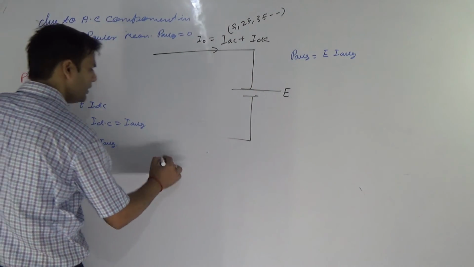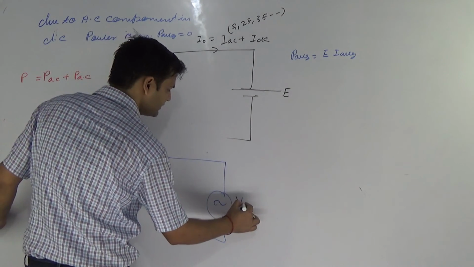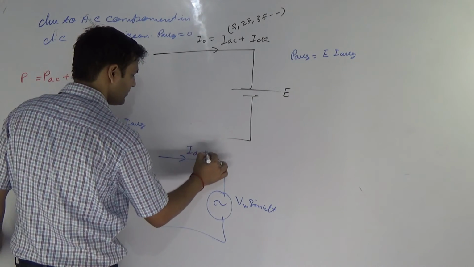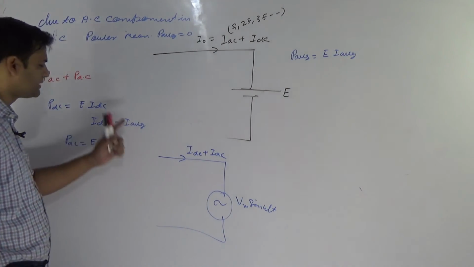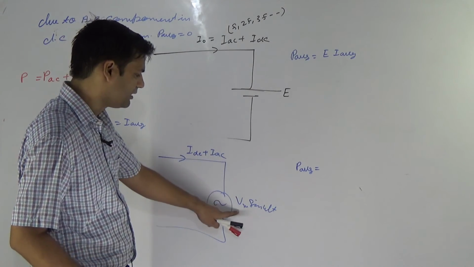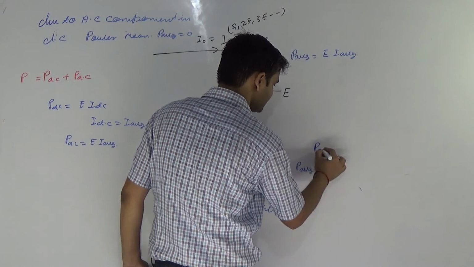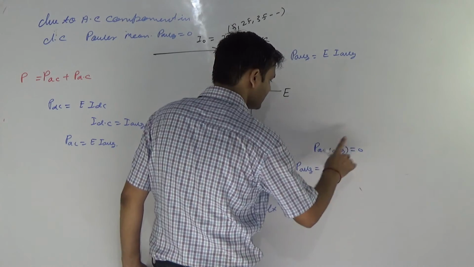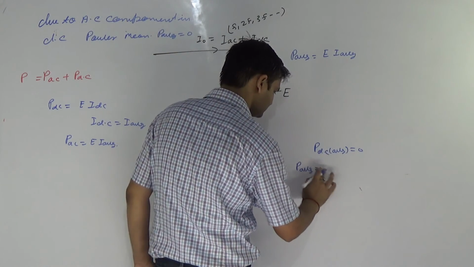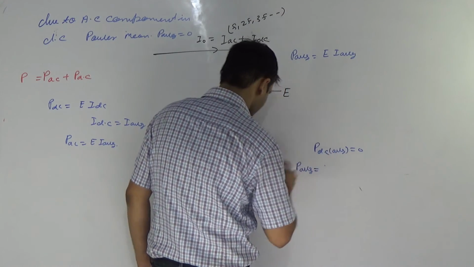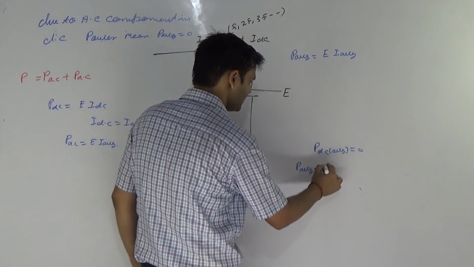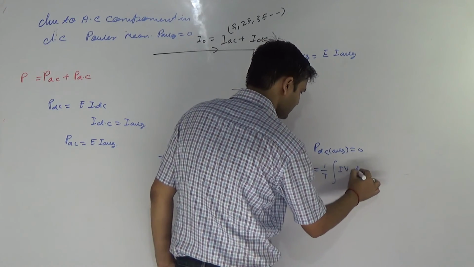Another way, suppose this is Vm sin omega t, and the current has DC plus AC available here. The same concept applies here also. Now here, the average of I into Vm sin omega t is 0. So P of DC will be equal to 0. Power is only available for the AC component. This depends upon what IAC is. Suppose this is Im sin omega t, that's why 1 by T, integral from 0 to T of I into v dt.